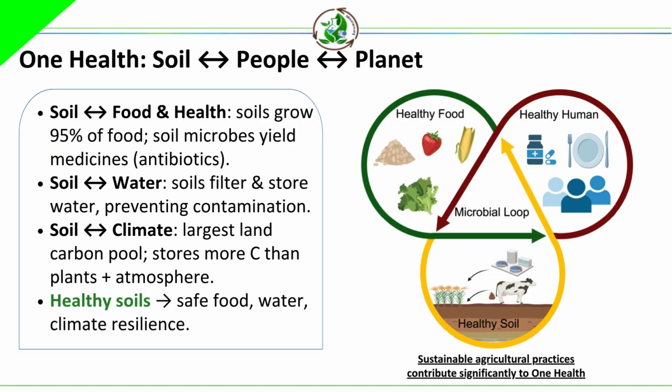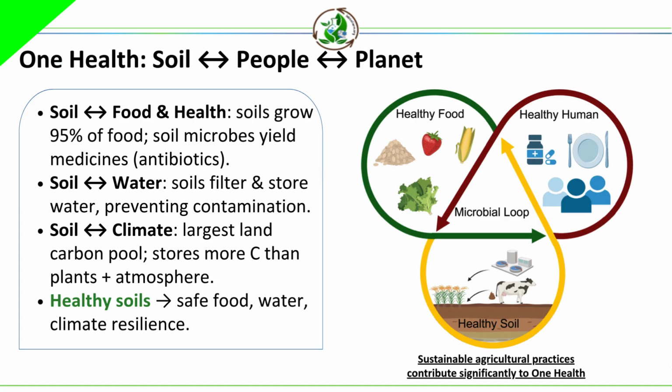Let's talk about One Health. The idea that the health of soil, people, and the planet are linked. Almost all our food, about 95%, comes from soil, so healthy soil is critical for nutrition. It goes beyond food. Soil microbes give us medicines. Antibiotics like streptomycin came from soil bacteria.